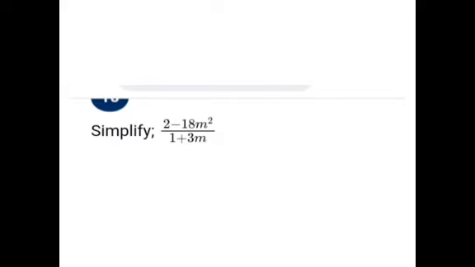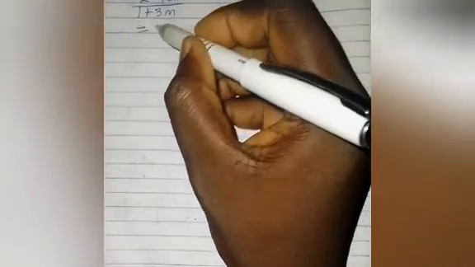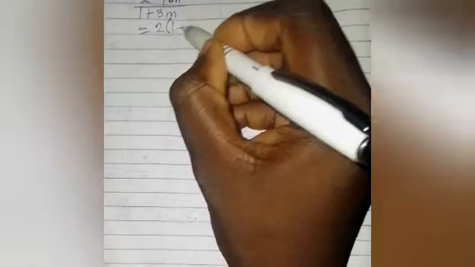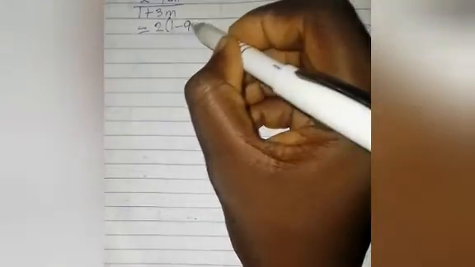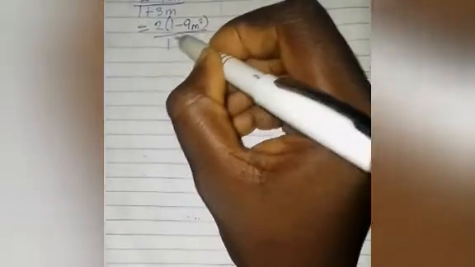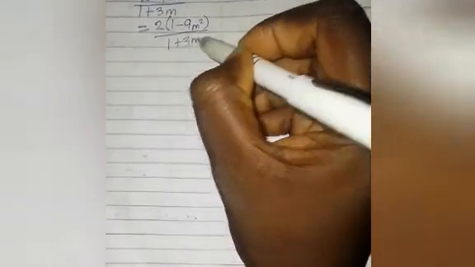Number 10. Simplify 2 minus 18m squared all over 1 plus 3m. So we factor out 2: 2 times 1 minus 9m squared, all over 1 plus 3m.